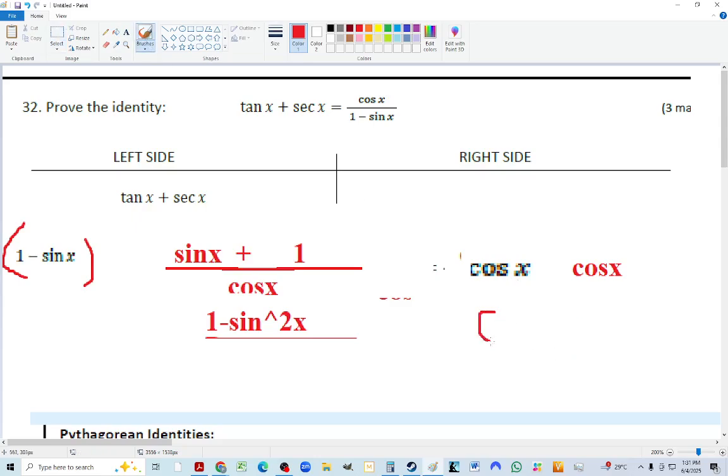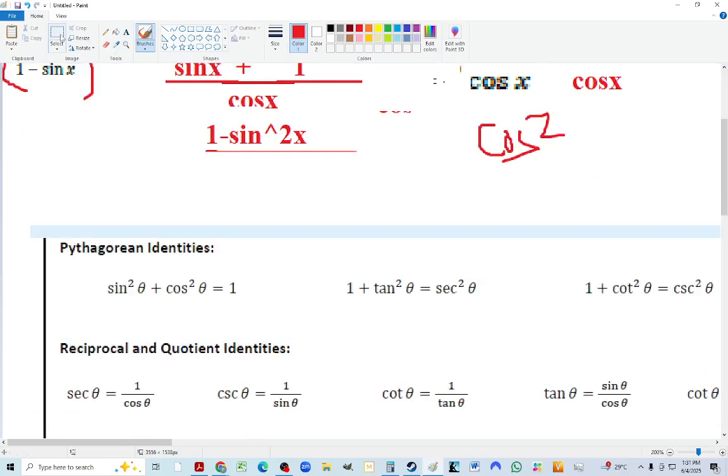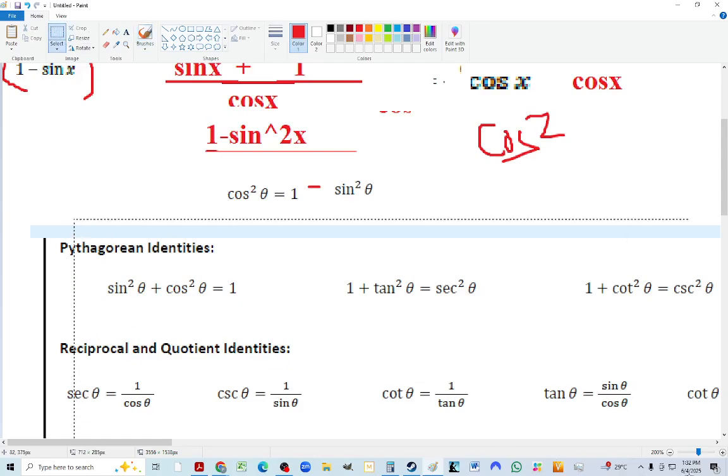And this matches one of the identities right here. If I rearrange this to get cos x squared on the one side, it's equivalent to 1 minus sine squared. So this is essentially your truth page. These are all proven true. You're trying to get something that you're not sure is true to match.